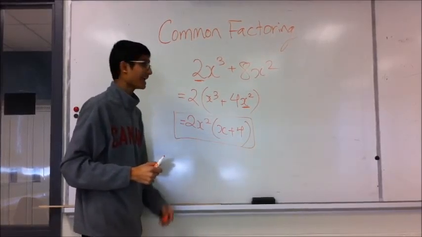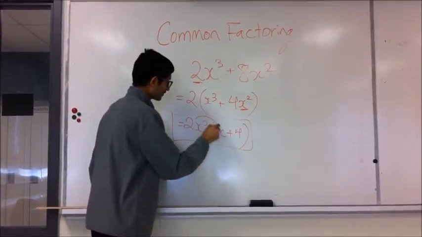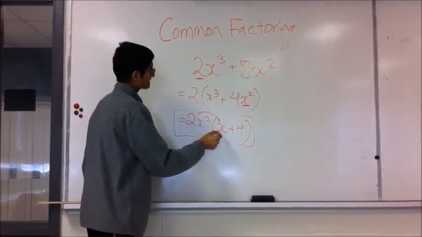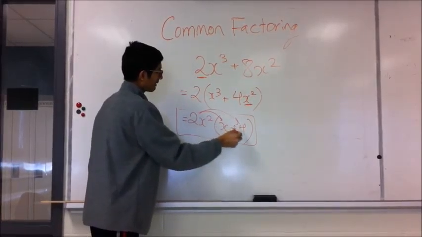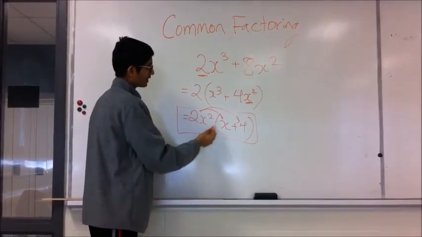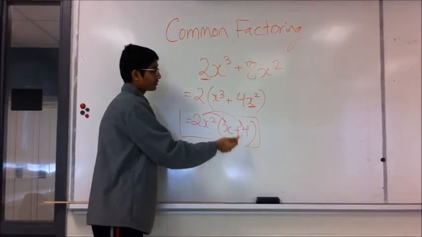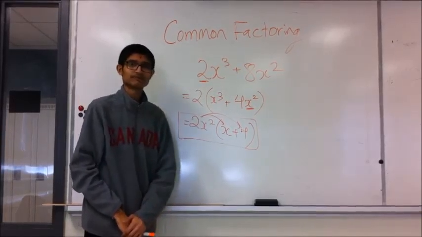So now the common factored form of 2x cubed plus 8x squared is 2x squared, open bracket, x plus 4, close bracket. If we were to check this, we would use the distributive property. We would first multiply 2x squared by x, giving us 2x cubed, and then multiply 2x squared by 4, giving us 8x squared. Hence, 2x squared times (x plus 4) is the common factored version of this problem.